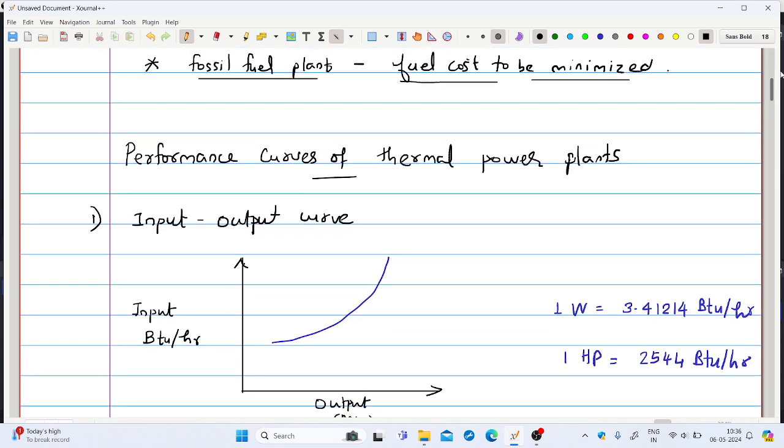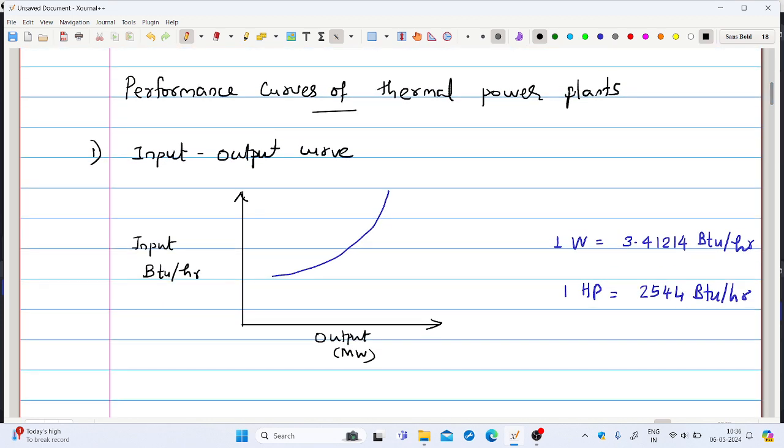So there are some performance curves associated with thermal power plants. One is the input output curve. This is a plot of the input fuel in British thermal unit per hour with respect to output in megawatt. In the x-axis you have the output of the power plant in megawatt, and in the y-axis you have the input power in British thermal unit per hour, and the conversion is given here. 1 watt is 3.4124 British thermal unit per hour, and 1 HP is 2544 British thermal unit per hour. So it is essentially a curve between input power and output power, which are expressed in 2 different units.